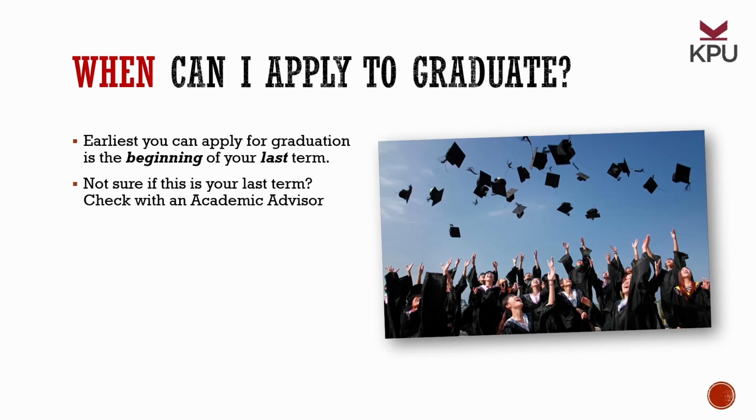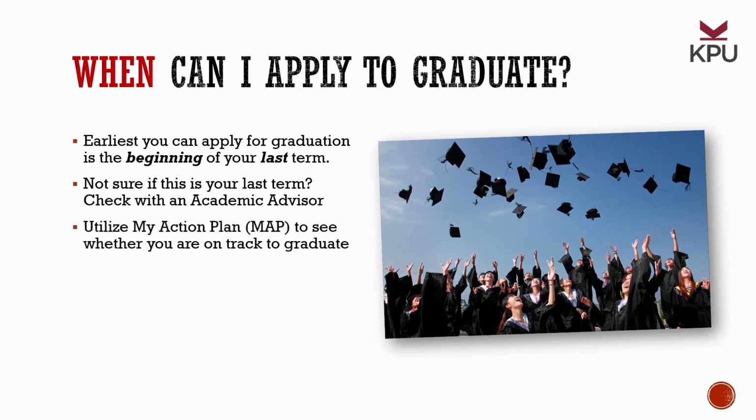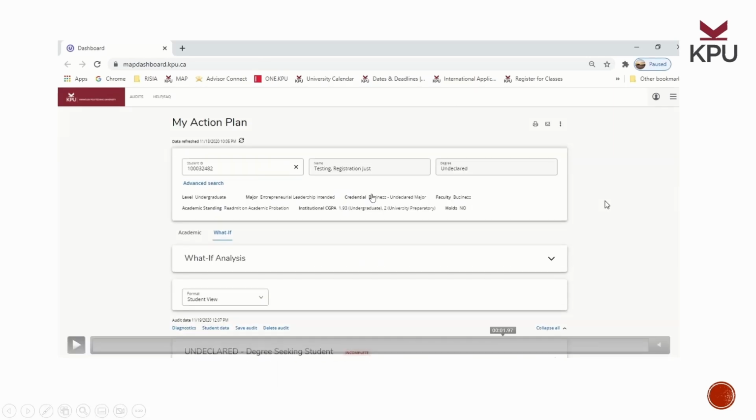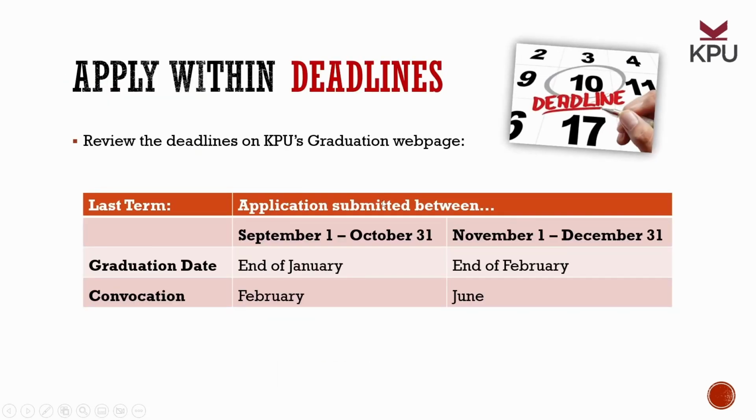If you are unsure whether you are in your last semester, it is always a good idea to confirm with an academic advisor. You may also use my action plan to see whether you are on track to graduate. If you like to graduate on time, it is important that you review the deadlines on KPU's graduation webpage and apply within the dates stated there.